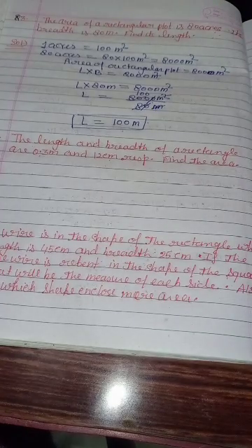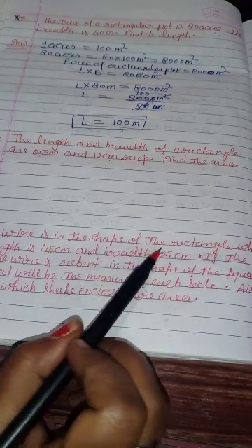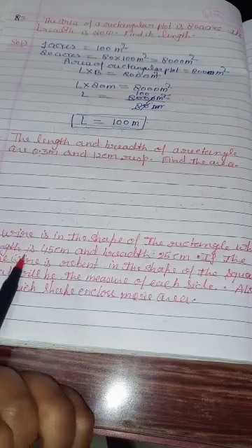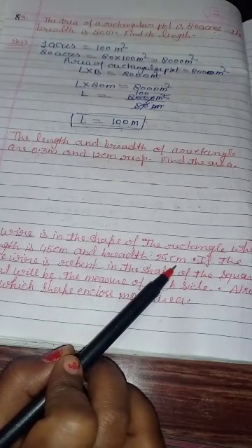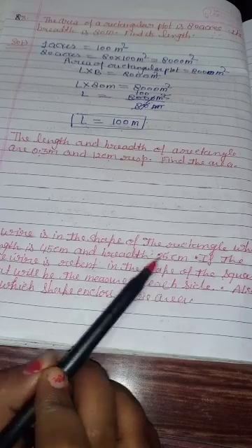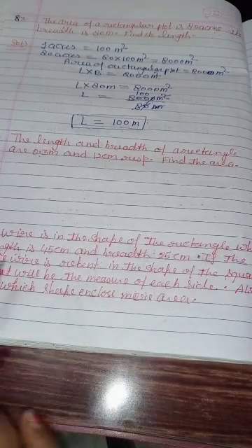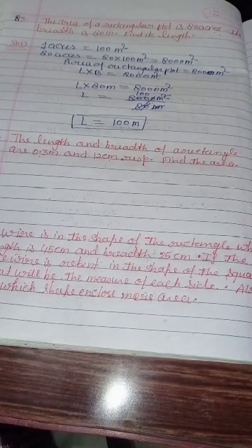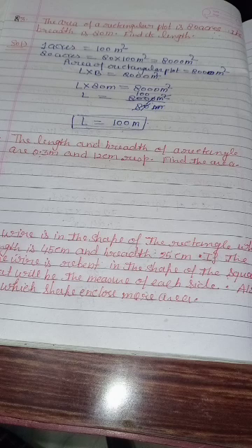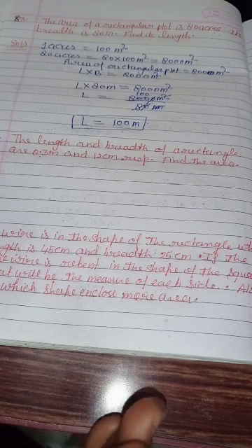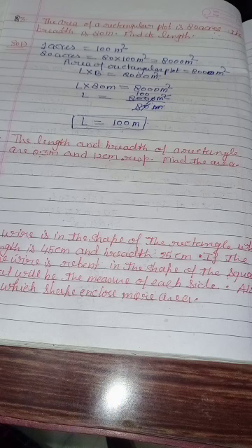Now see that, beta, question number 5: a wire is in the shape of a rectangle whose length is 45 centimeter and breadth is 25 centimeter. If the same wire is rebent in the shape of a square, you know that when with the help of a wire we make, suppose, a rectangle, okay, suppose we have a wire and we make a rectangle. Again we open that wire and now with the help of that wire we make a square.